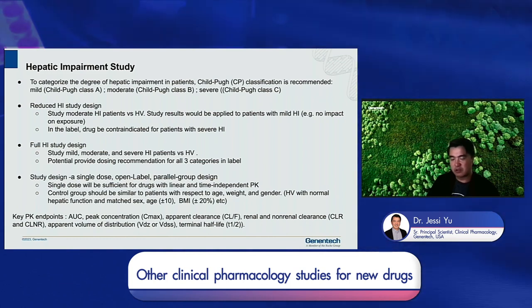And the similar idea here is to just compare the impact of different degrees of hepatic impairment on the drug exposure. You could also do a full design, or do a reduced hepatic impairment design. But if you do a reduced design, there may be some limitation in terms of the drug label.